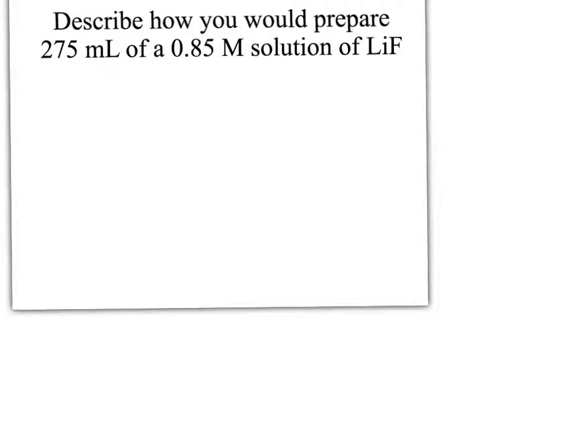All right, let's talk about how we can use this in a real-life lab situation. In labs, you're going to have to make solutions and dilutions of solutions. So this is actually a skill that you need. The skill of calculations carries over into actual lab time. So what we're trying to make here is a 0.85 molar solution of lithium fluoride, and we need 275 milliliters of the solution. Before we do anything, let's convert that to liters. So that's going to be 0.275 liters.